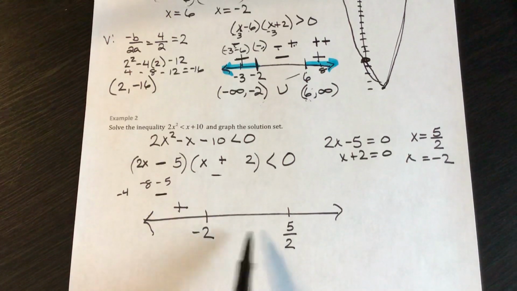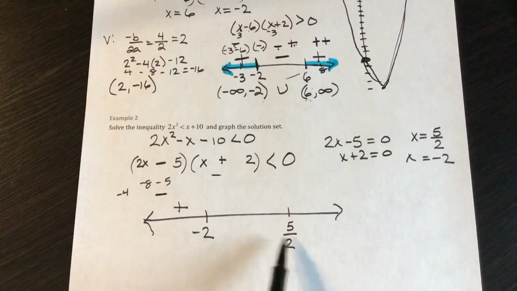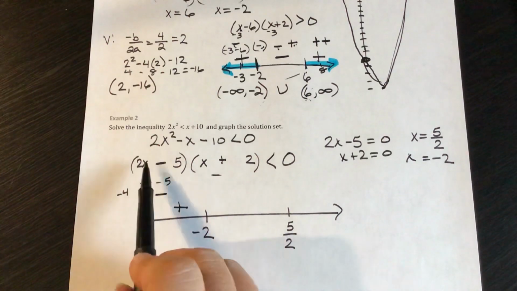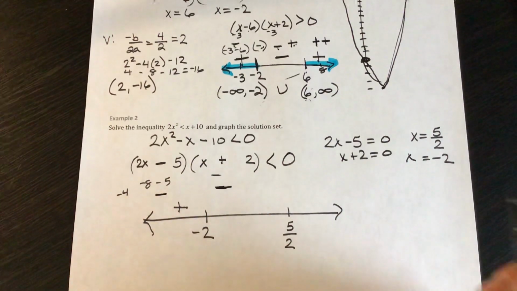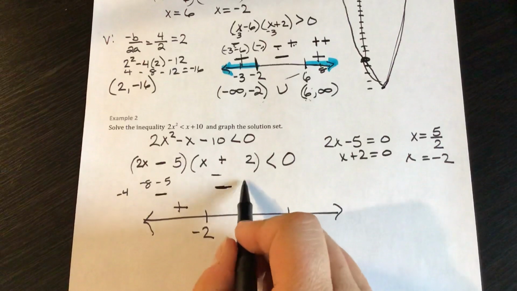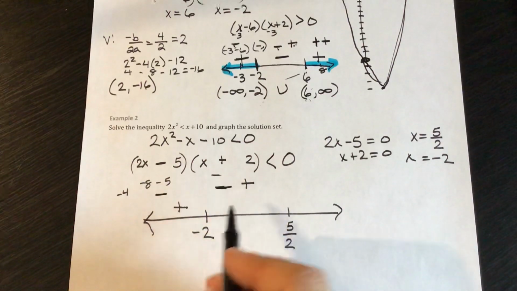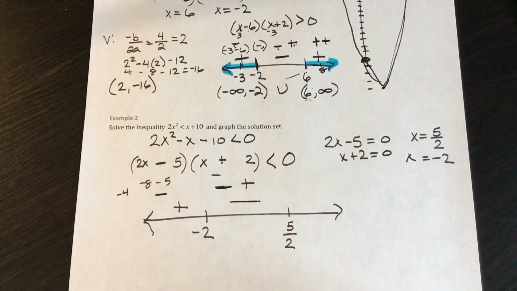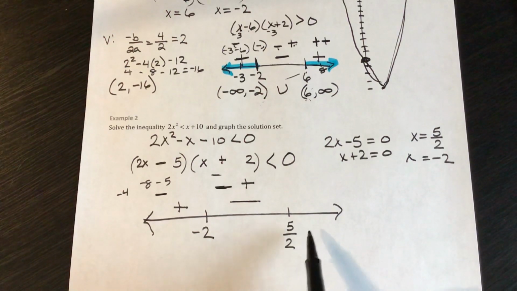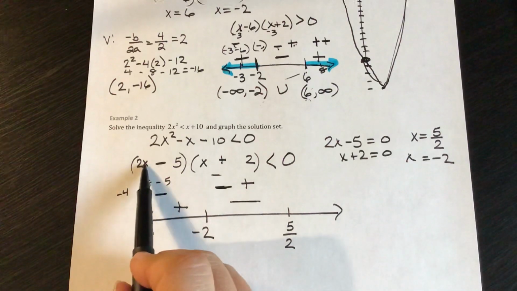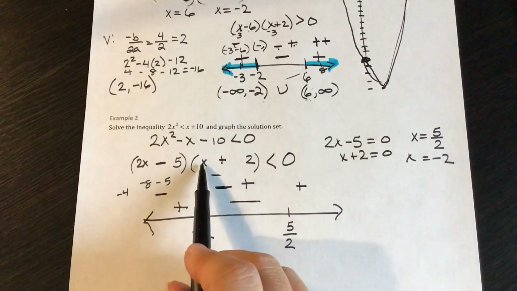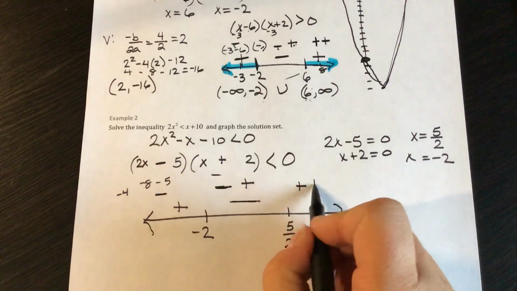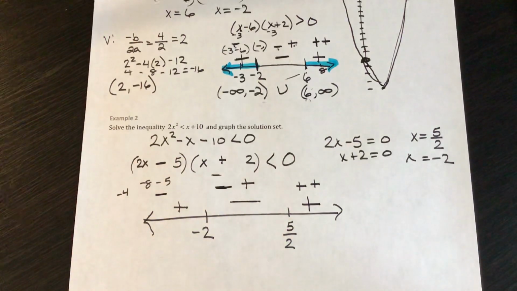A number between negative 2 and 5 halves, let's try 0. I plug in 0 here. 0 minus 5 is negative 5, so that's a negative. 0 plus 2 is a positive. A negative times a positive is a negative. And a number bigger than 5/2, that's 2.5, so let's try 4. So I have 2 times 4 is 8, minus 5 is 3, so that's positive. And 4 plus 2 is 6, that's positive, so this is positive.